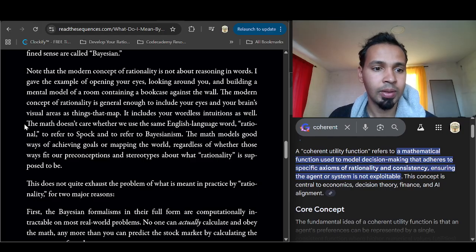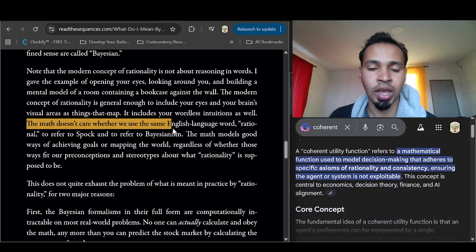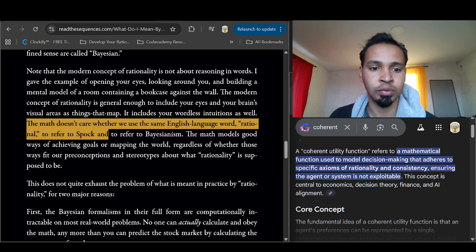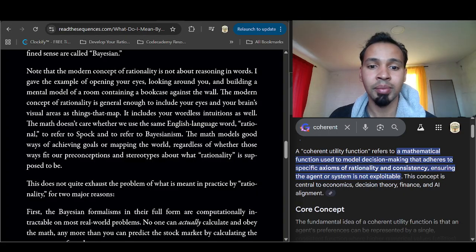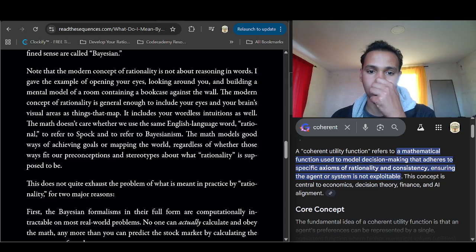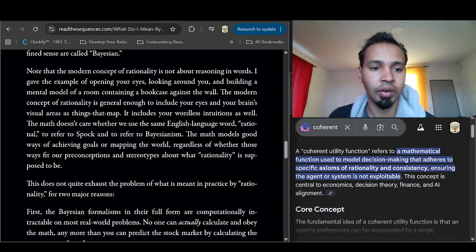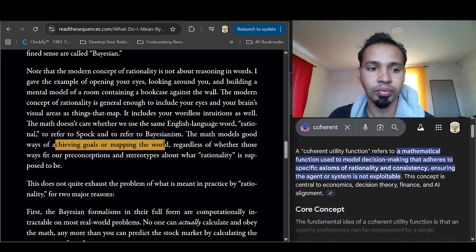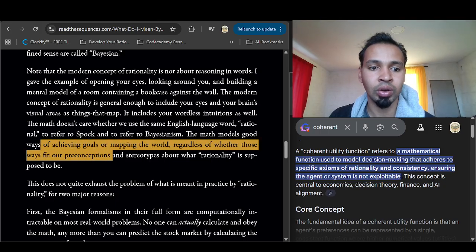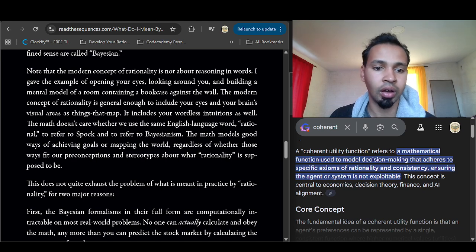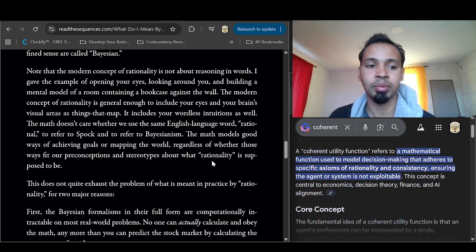Yes, absolutely. The math doesn't care whether we use the same English language words, rational, to refer to Spock and to refer to Bayesianism. The math model is a good way of achieving goals or mapping the world, regardless of whether those ways fit our perceptions and stereotypes about what rationality is supposed to be. So I want to read that one more time. The math model's good ways of achieving goals or mapping the world, regardless of preconceptions, stereotypes, and even this idea of what rationality is supposed to be.